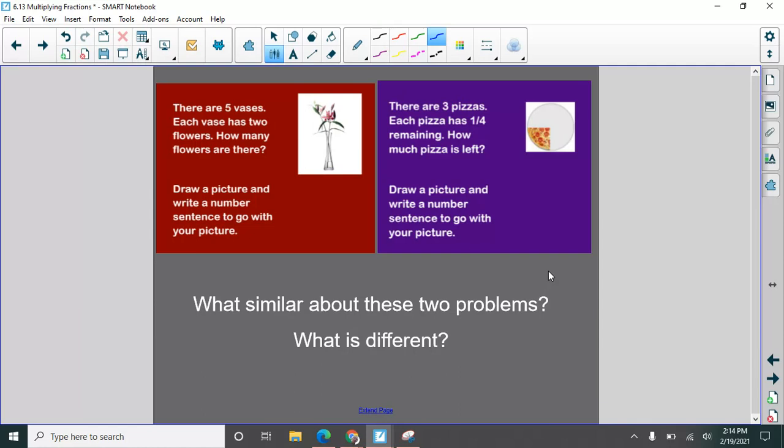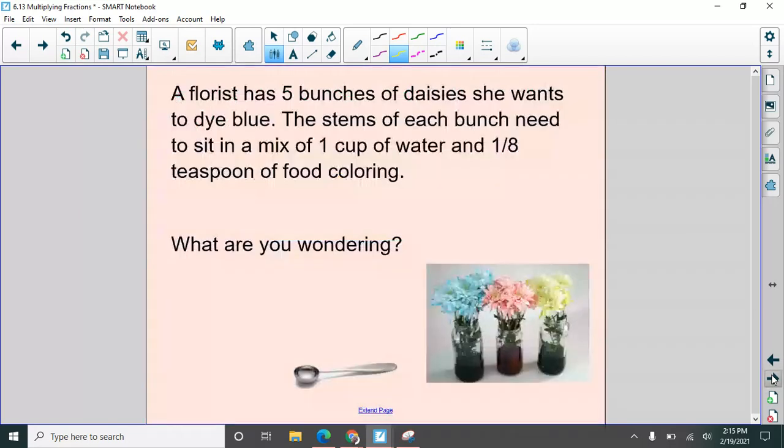Okay, right? We have equal groups. We can show them in adding or multiplying. That's similar, right? They're both word problems. What is different? Don't just say one's about vases and one's about pizza. What's different about the problems? Okay, one is just whole numbers. This was 5 times 2. This included fractions, 3 times 1/4. We're going to make the connection between just regular multiplication and multiplying fractions.